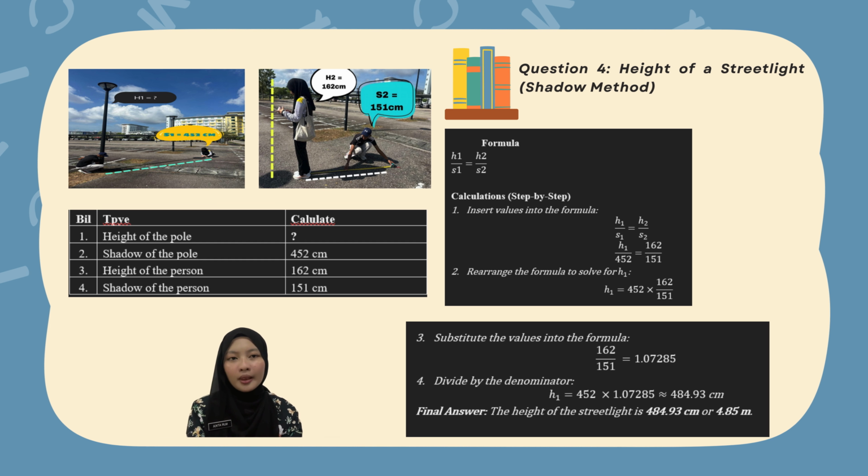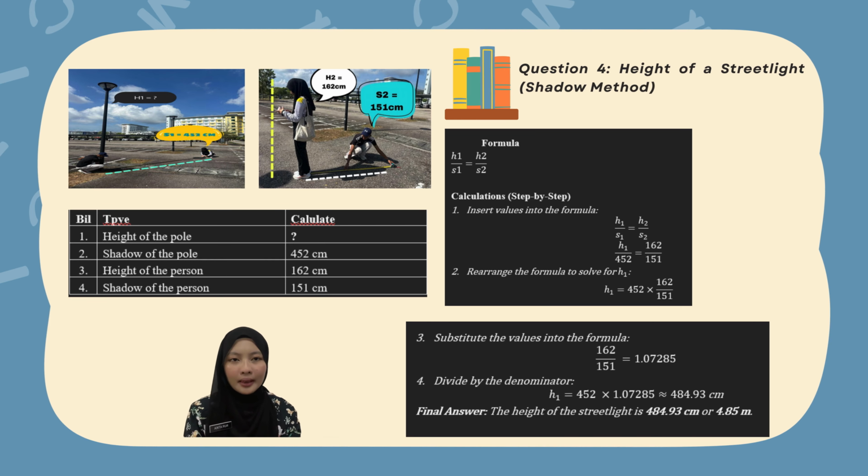Here are the measurements we use. The person's height is 162 centimeters, the person's shadow length is 151 centimeters, the straight line's shadow length is 452 centimeters, and the height of the straight line is what we want to find. This slide shows the proportional formula used in the shadow method. Because both the person and the straight line are under the same sunlight, their height to shadow ratios are equal. We compare the person's height and shadow, which we already know, with the straight line's shadow. Using this ratio allows us to calculate the height of the straight line.